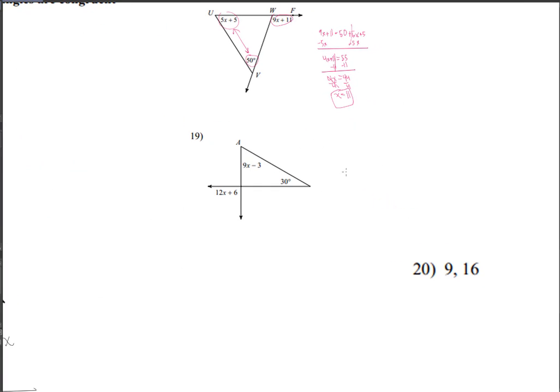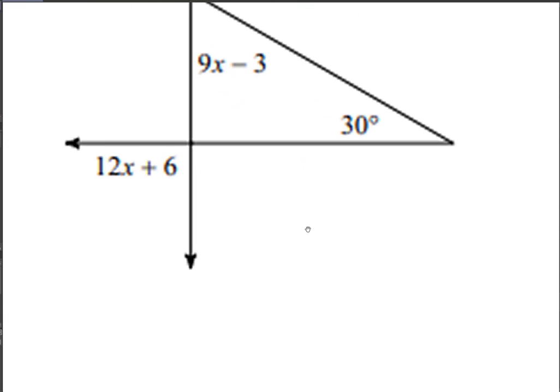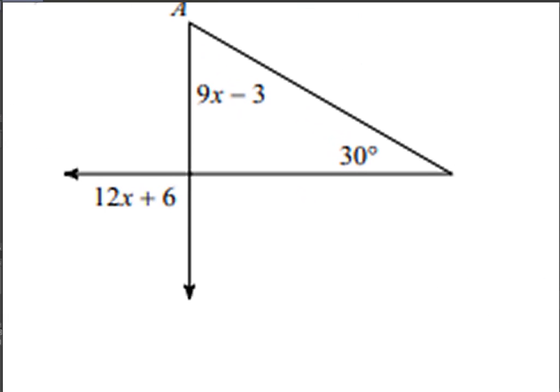All right, so here we go. So 9x minus 3. Here we go. So once again, that 12x plus 6 has to be the sum total of these other two angles here. Oh, no, Mr. Sims, you almost made a mistake. This is not an exterior angle. If it was an exterior angle, it would be right here. Or it could be right here.